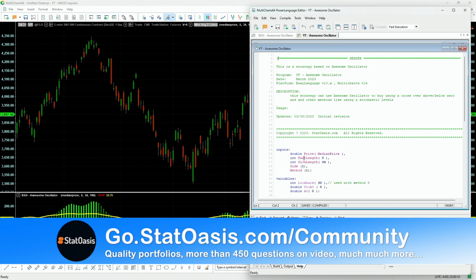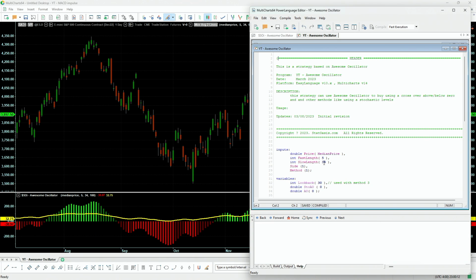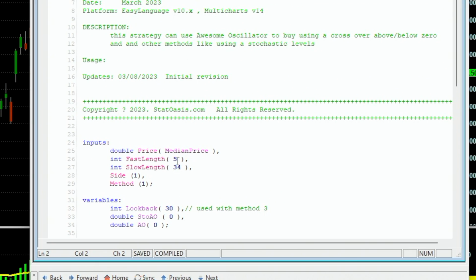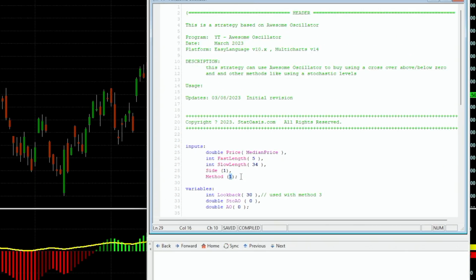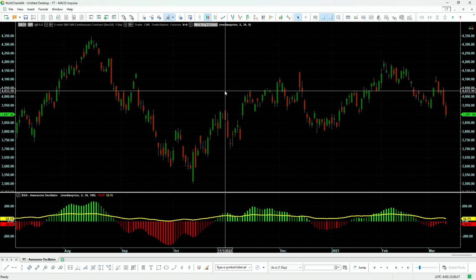So basically we have the fast length and the slow length. These are fixed by the developer at 5 and 34. Of course, we don't need to stick to that. And then we have side, which is 1 for long and -1 for short. And then we have the methodology. So I have built 4 methods here, just like I explained.